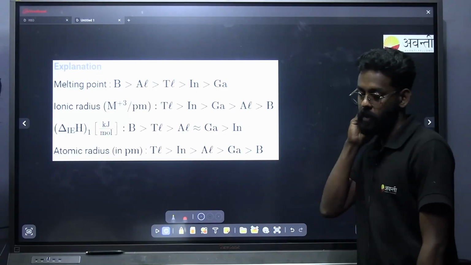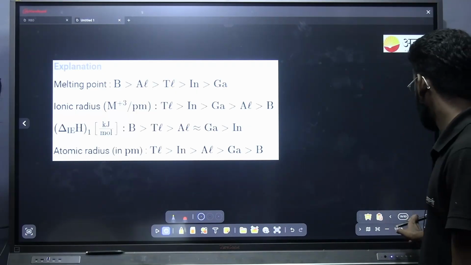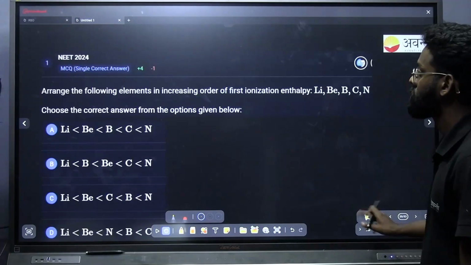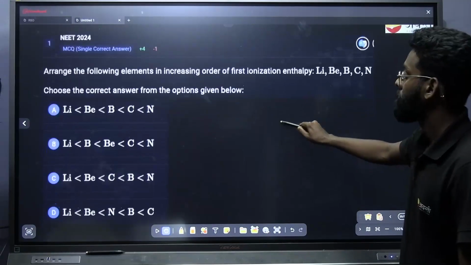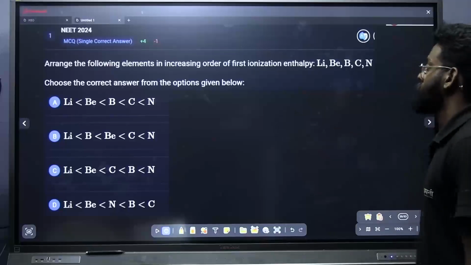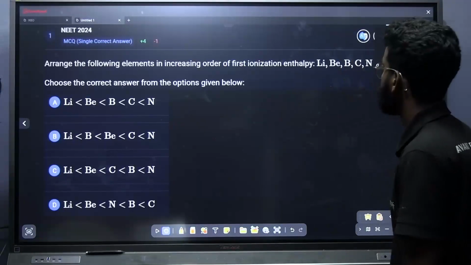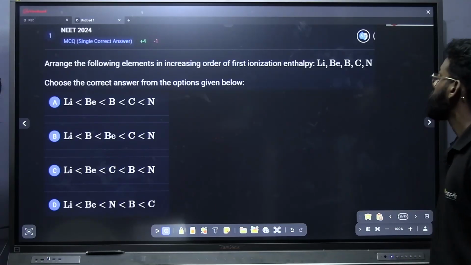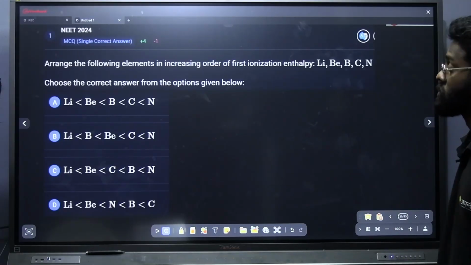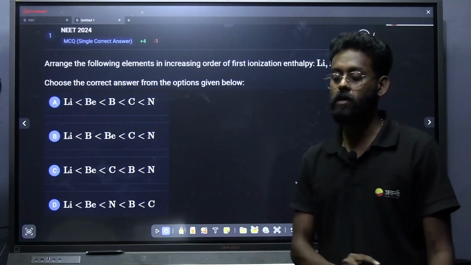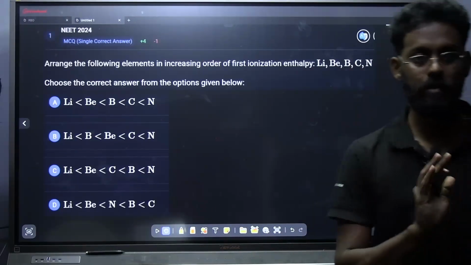Okay, I think everyone has taken a note of it. We'll be moving to the next question. Here is a question for you. Arrange the following elements in increasing order of first ionization enthalpy: lithium, beryllium, boron, carbon, nitrogen. I have given this order in the class, in the conceptual part.